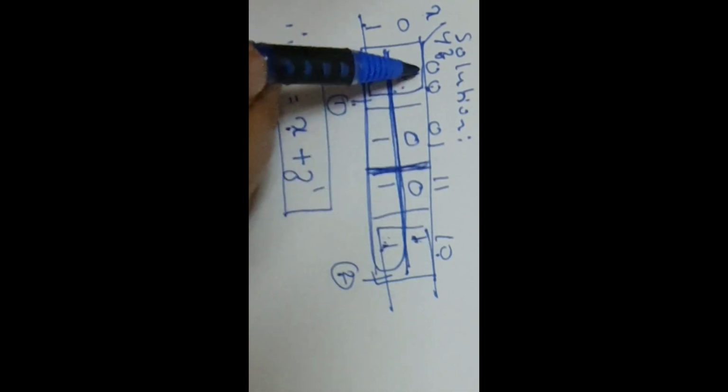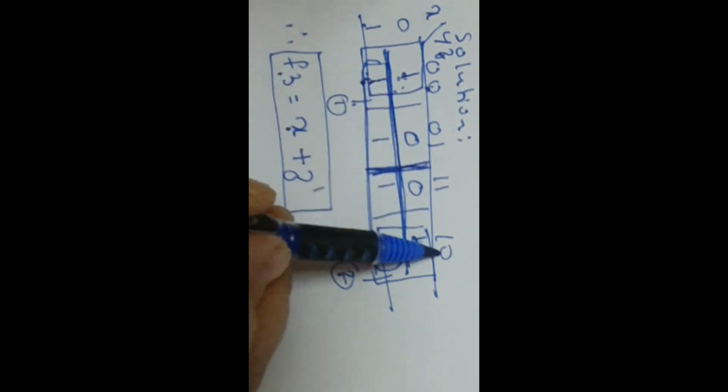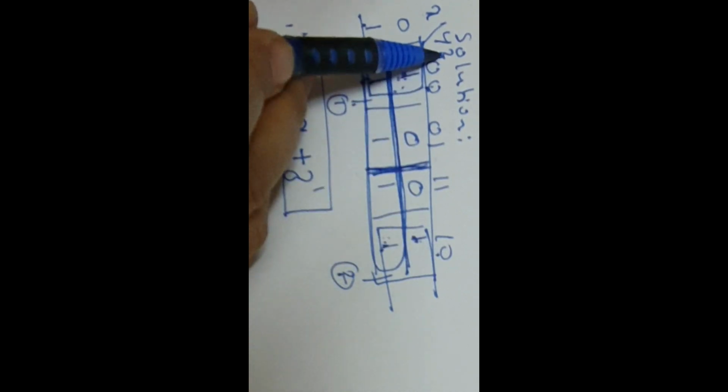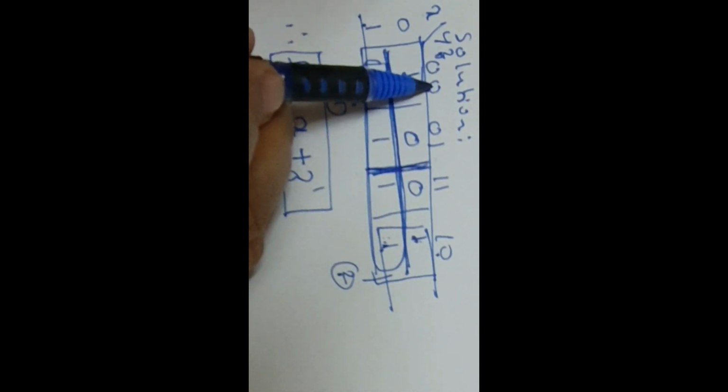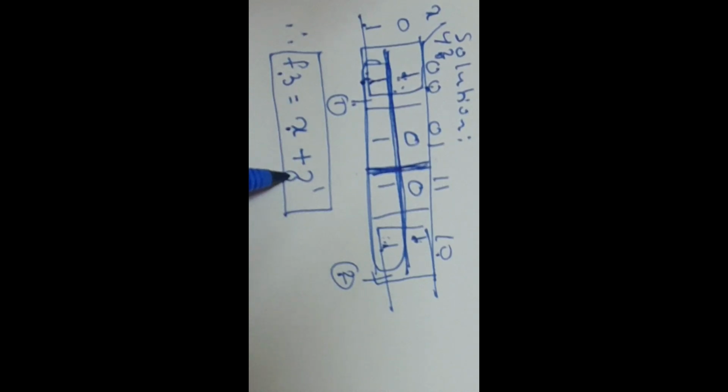Here we have 0, 0. Here we have 1, 0. So what is common here? 0, 0. This second 0 corresponds to z. Hence z dash. So with respect to second column, z dash is common. Hence the result is the simplified f3 is equal to x plus z dash.